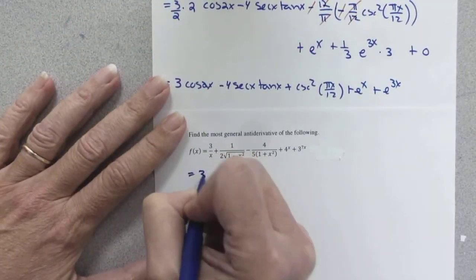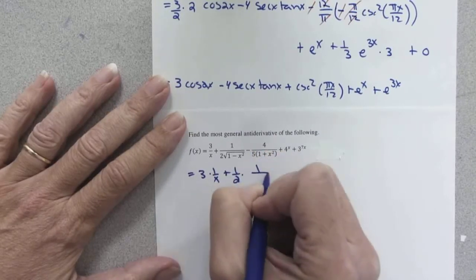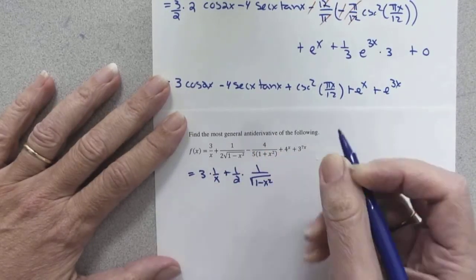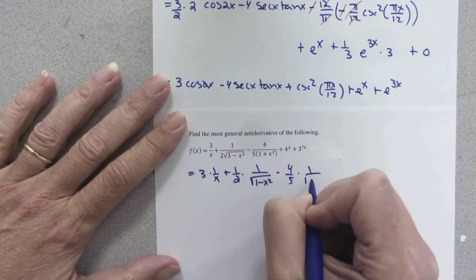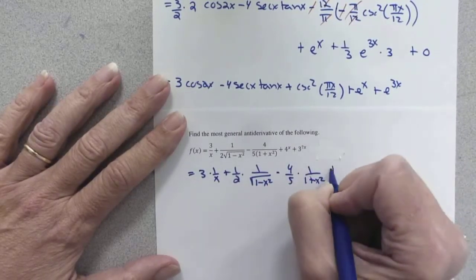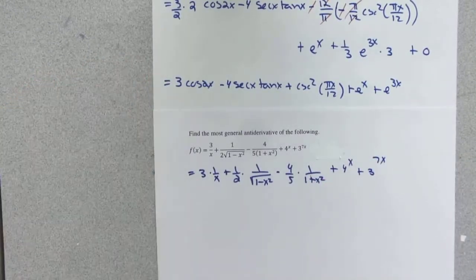And so that's 3 times 1 over x plus 1/2 times 1 over the square root of 1 minus x squared minus 4/5 times 1 over 1 plus x squared plus 4 to the x plus 3 to the 7x. So there's still my original problem. And so this is all based on the last page of basic antiderivatives that we are given.